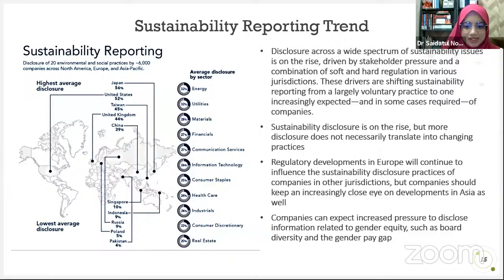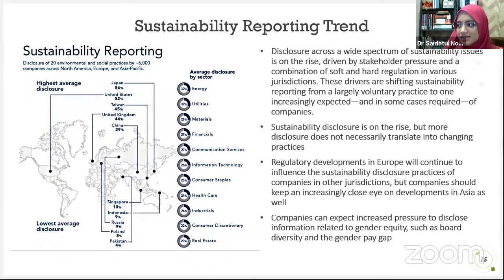So that is why they disclose more, to give the confidence that we're probably a very environmentally sensitive company, but we're doing okay. We're doing a lot of things. We're doing a lot of good things. So that is why they produce much more sustainability reporting, to boost reputations lah. Okay, and in terms of disclosure trend, disclosure across a wide spectrum of sustainability issues is on the rise. Until 2019, everyone is increasingly reporting on sustainability items.